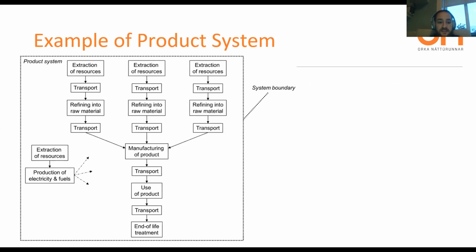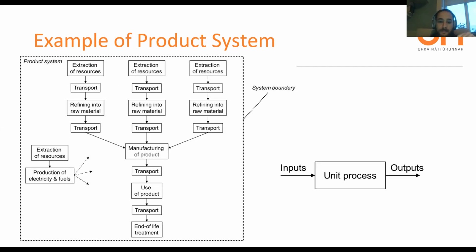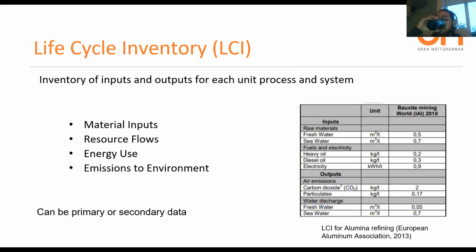So this is an example of a product system where you have your extraction of resources, transport, refinement of raw material, transport again, manufacturing. This is the life cycle perspective that we were giving, but now seeing it in a product system, you get a good view into what it actually looks like. And then here you're drawing the boundary of what you are actually interested in looking at. Whenever you're describing an LCI or LCA, you normally have a unit process like this. You can see that you have your inputs and your outputs, and this is how you begin to develop your LCI. This LCI is an inventory of inputs and outputs in a process system.